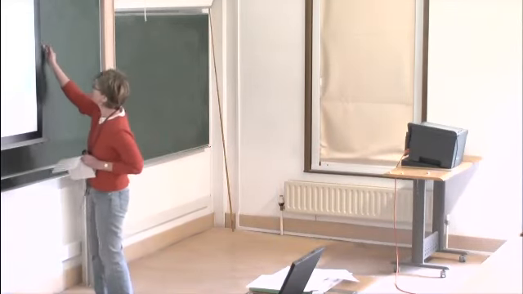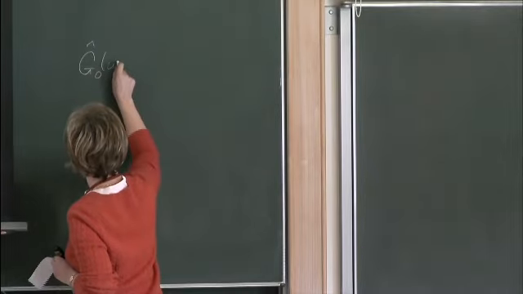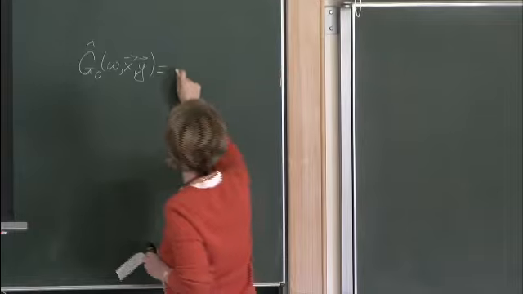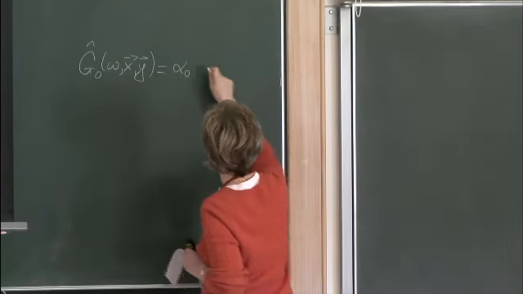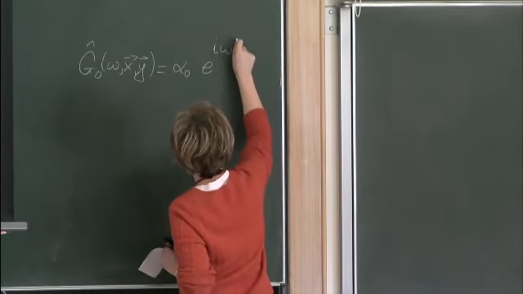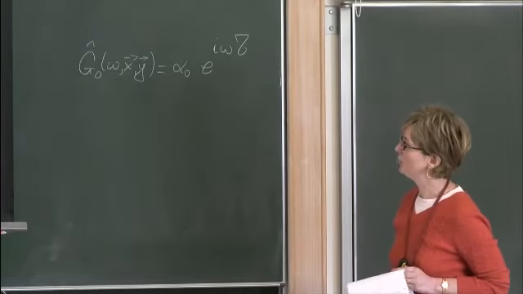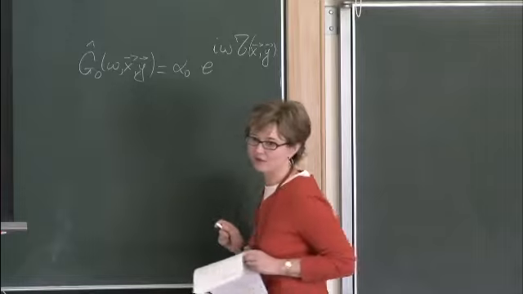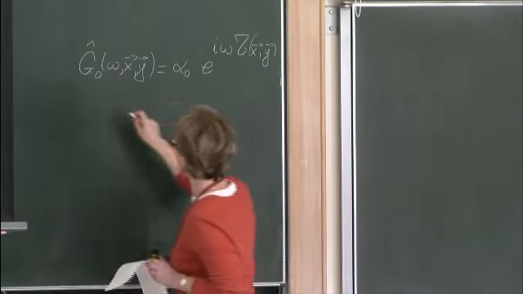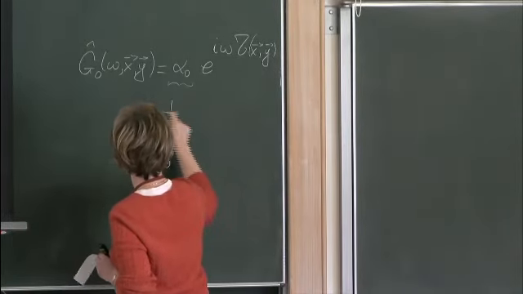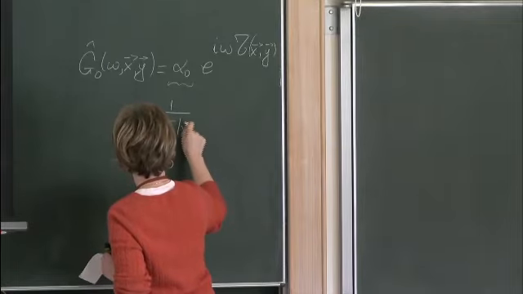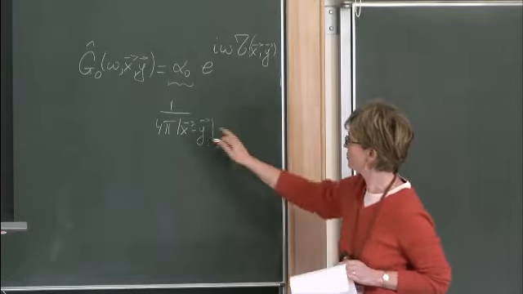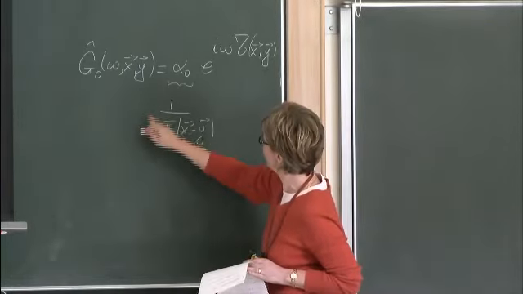Where that comes from is essentially from this. If you think about it, the Green's function G naught is given by an amplitude alpha naught, and then you have e to the i omega tau. Tau is the travel time between the points x and y. For example, in three-dimensional homogeneous media, alpha naught is 1 over 4 pi times the norm of x minus y. And in two-dimensional media, you have a square root and so on.